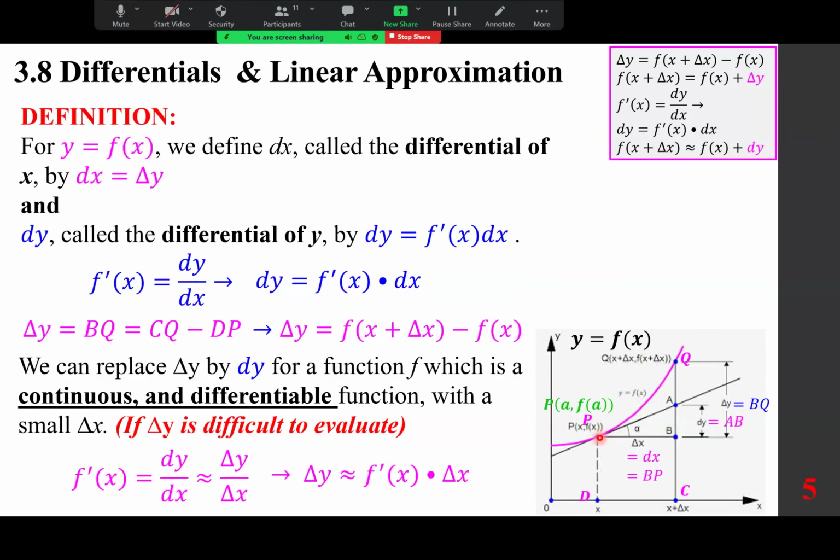If we call this point a comma f of a and find the equation of a tangent line at this point, it's known as a linearization. We know how to find this. We've done it many, many times before.